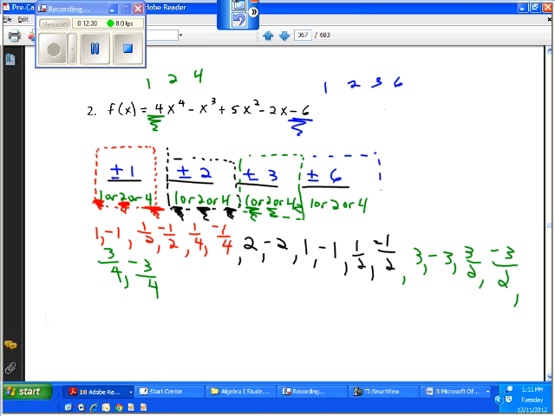And then we've got the fourth pod. We got plus 6 over 1, which is positive 6. Minus 6 over 1, which is minus 6. We've got plus 6 over 2, which is 3. We got minus 6 over 2, which is negative 3. We got plus 6 over 4, which reduces to 3 over 2. We got minus 6 over 4, which reduces to minus 3 over 2.